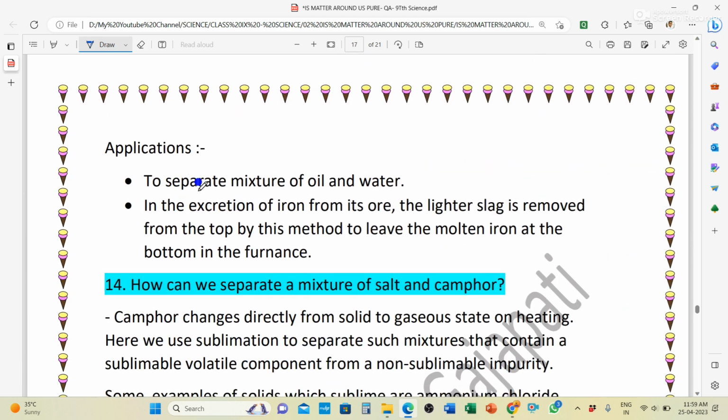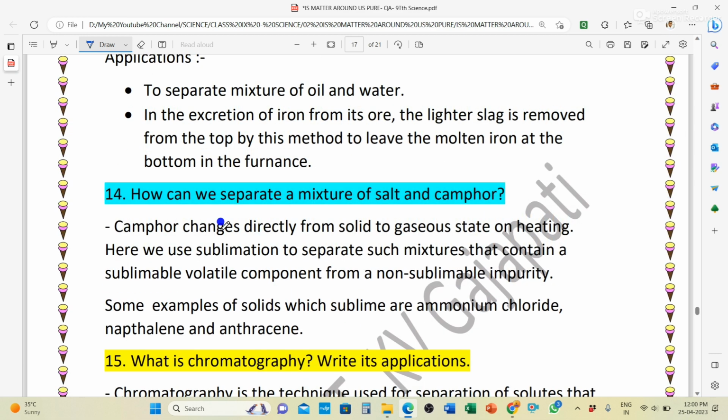Then applications: to separate mixtures of oil and water, we can use a separating funnel. In the extraction of iron from its ore, the lighter slag is removed from the top by this method to leave the molten iron at the bottom in this funnel. Because the density of molten iron is more than the density of the lighter slag, the lighter slag will move to the top, and the molten iron will move to the bottom. Then we can easily separate them.